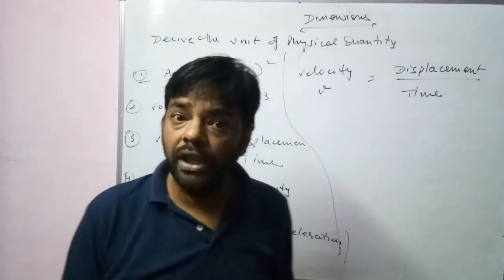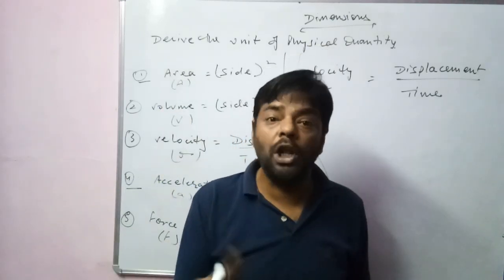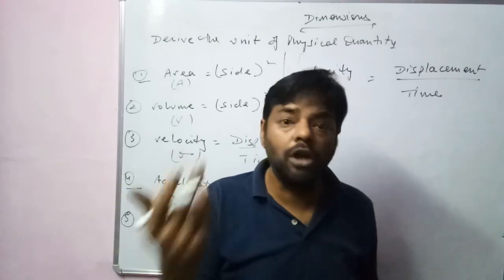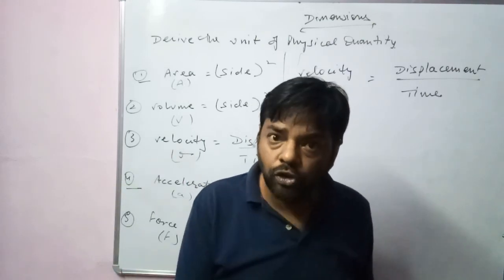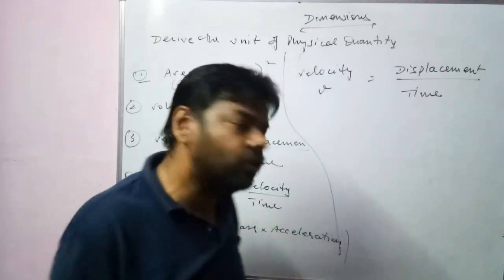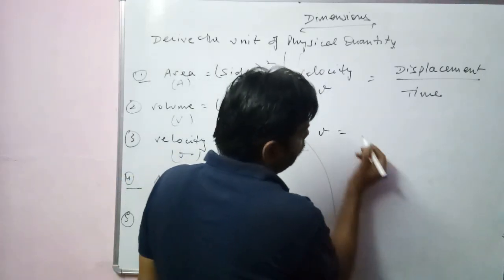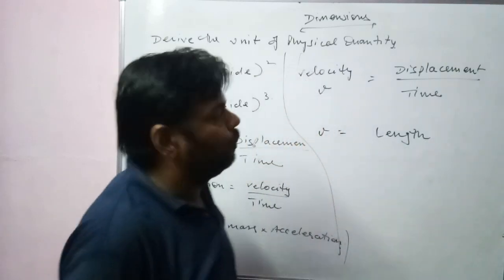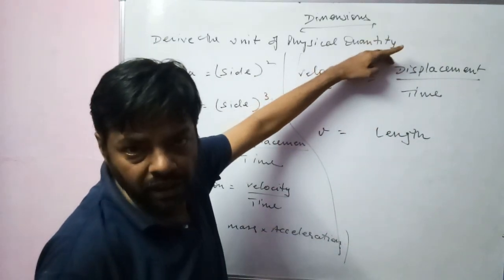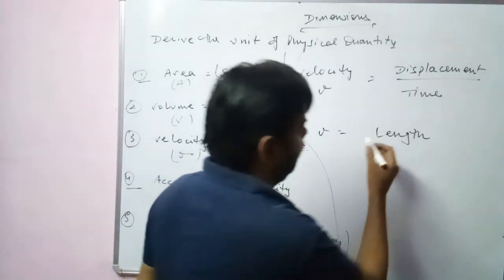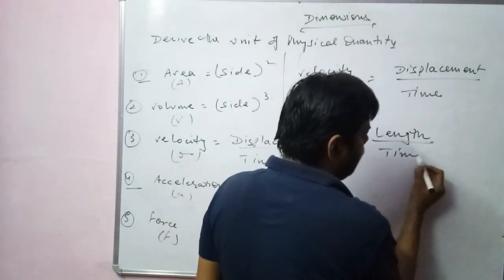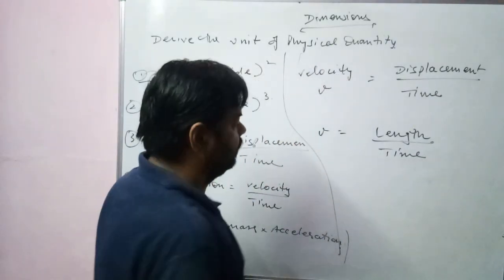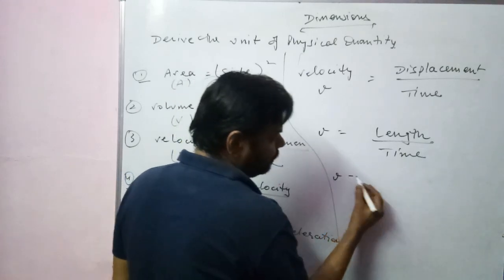Got it? So again, displacement does not belong to mass. It also does not belong to time. It belongs to length only. So in place of displacement, we can write length. We are saying that displacement belongs to length, and time itself is the fundamental quantity. Got it? Then we have to write out the units.